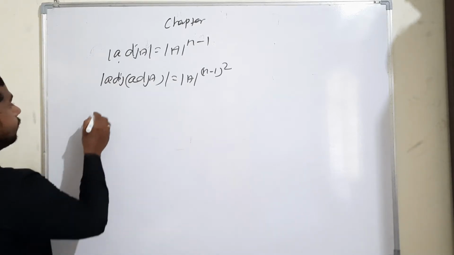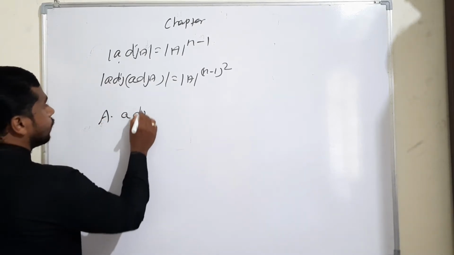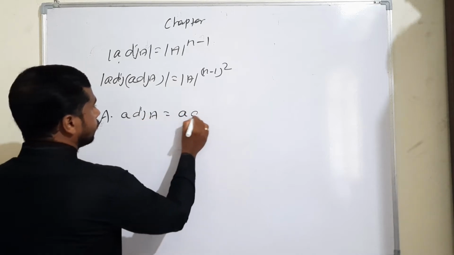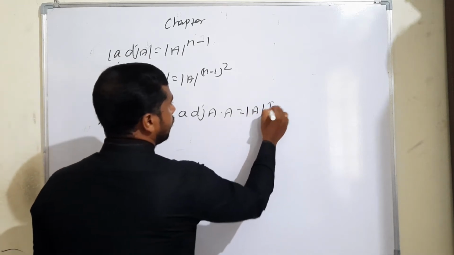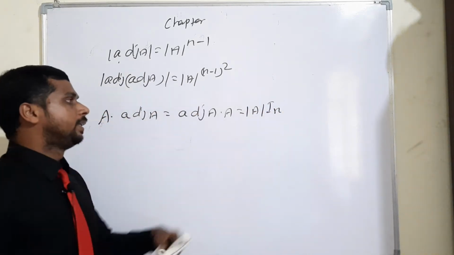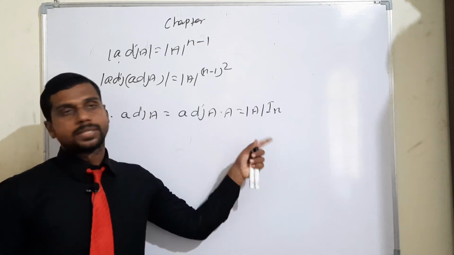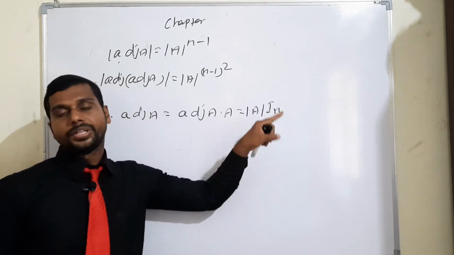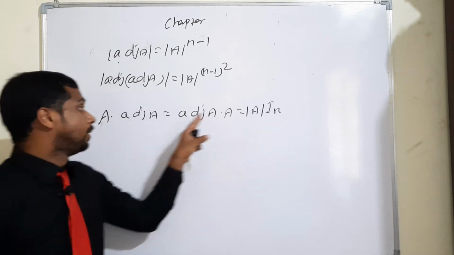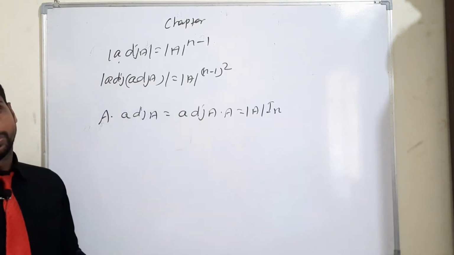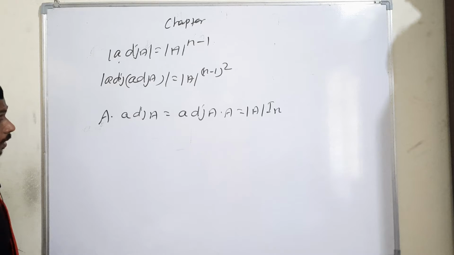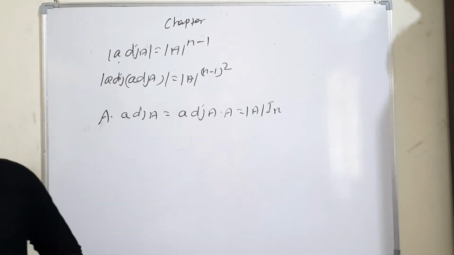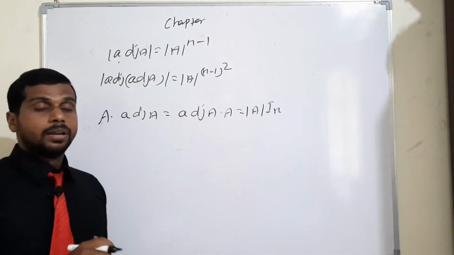Then another condition: A into adjoint of A is equal to adjoint of A into A is equal to determinant of A into In. Here n according to the 2 into 2 matrix means instead of n you can write 2. For a 3 into 3 matrix, I3 will come. This is also one of the important ones, maybe a 5-mark question is also possible. A into adjoint of A is equal to adjoint of A into A is equal to determinant A into In.